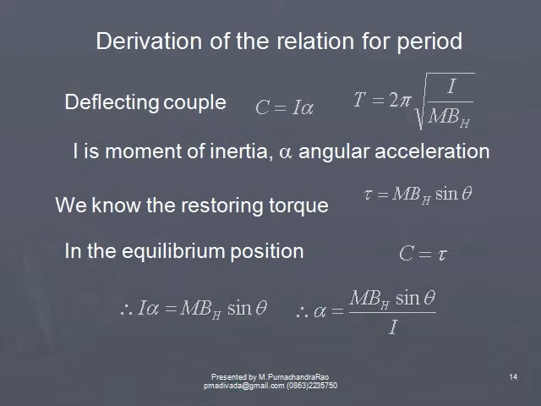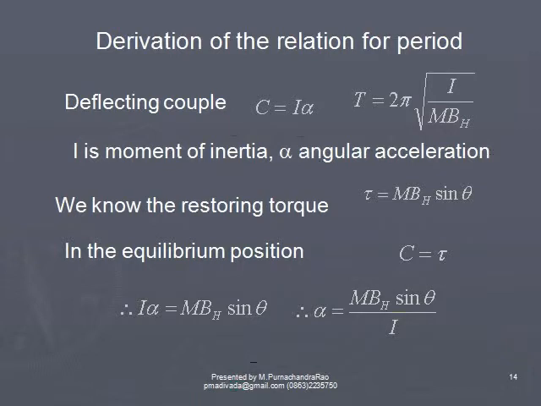Derivation of the relation for period of oscillation of vibration magnetometer. Derivation of the relation for period of oscillation, that is T is equal to 2 pi into square root of I by MBH.